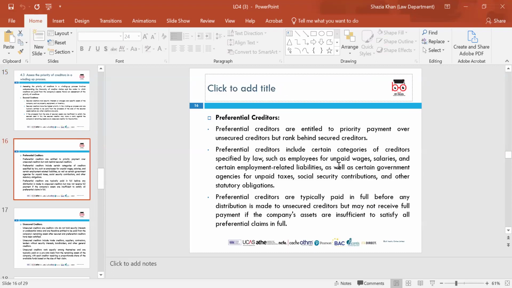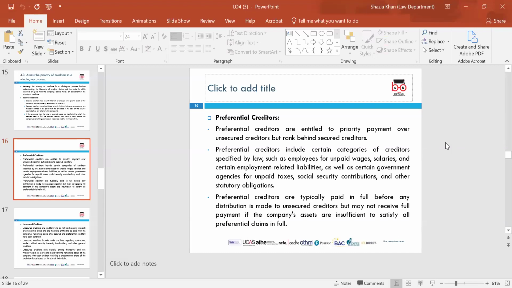Then we've got preferential creditors. Preferential creditors are entitled to priority payment over unsecured creditors, but rank behind secured creditors. Preferential creditors include certain categories of creditors specified by law, such as employees for unpaid wages, salaries, and certain employment-related liabilities, as well as government agencies for unpaid taxes, social security contributions, and other statutory obligations.